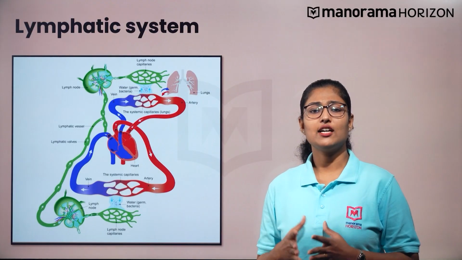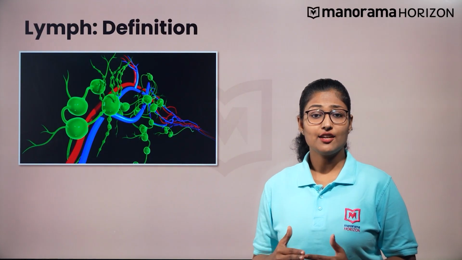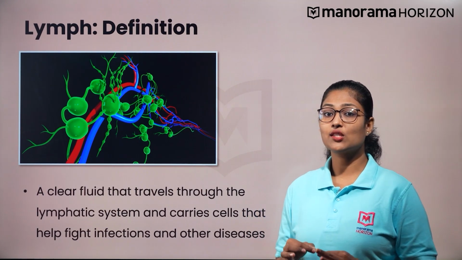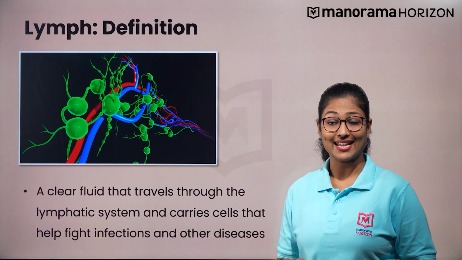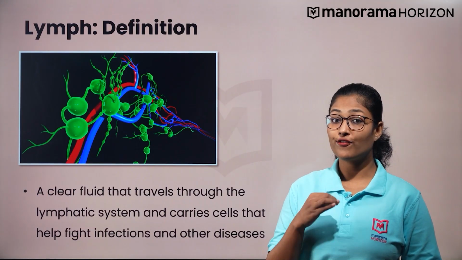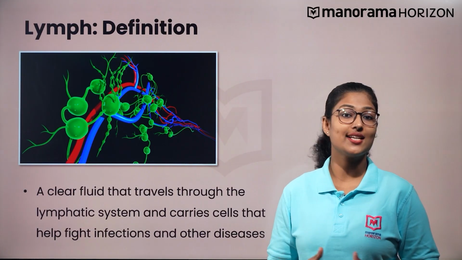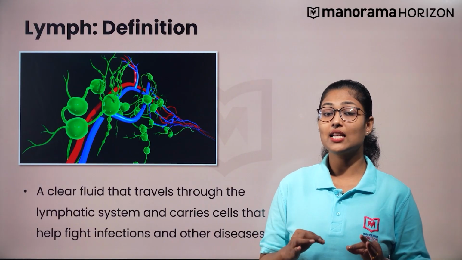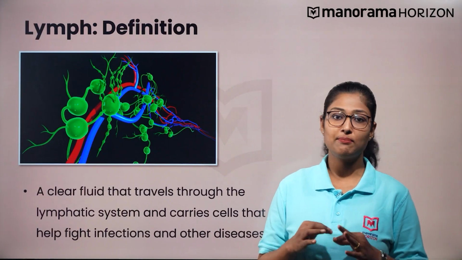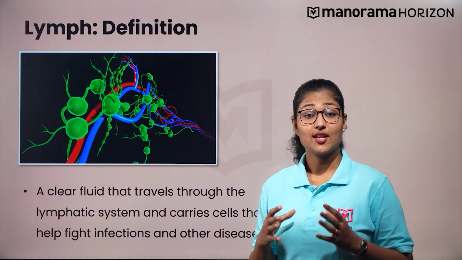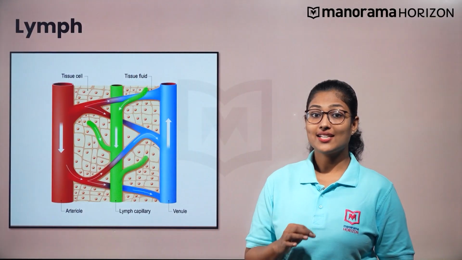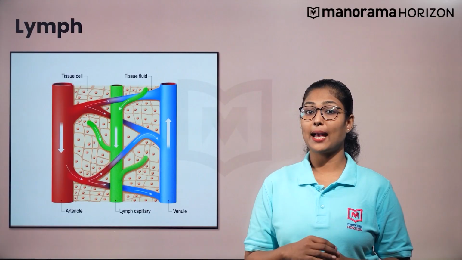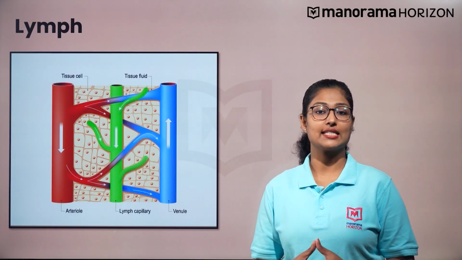How will you define lymph? We can define lymph as a clear fluid that travels through the lymphatic system and carries cells that help fight infections and other diseases. Lymph has a similar composition, the same mineral composition as that of the blood plasma. From where does lymph derive? It is derived from blood plasma as the fluid passes through the capillary walls at the arterial end.